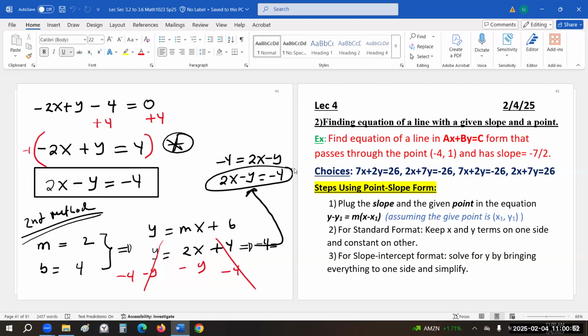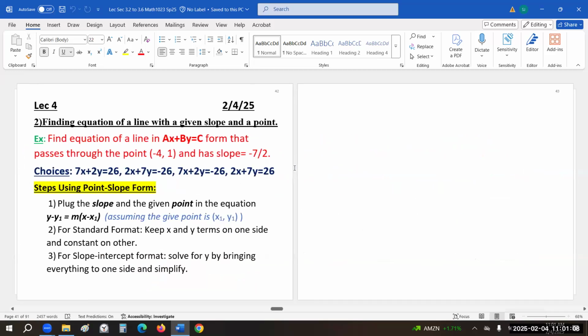We are going to plug the slope and the point into point slope format and simplify. Okay. And in the exam, you're going to see all the scenarios. So let's do this example by following the rules. And I'm going to take attendance after this question.